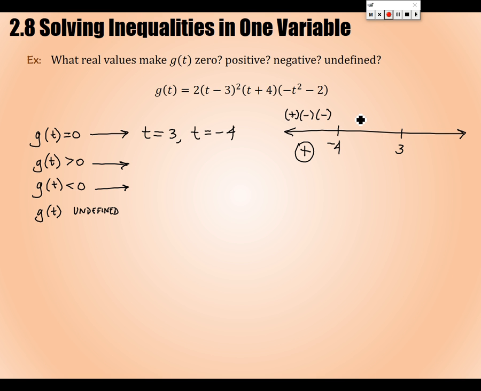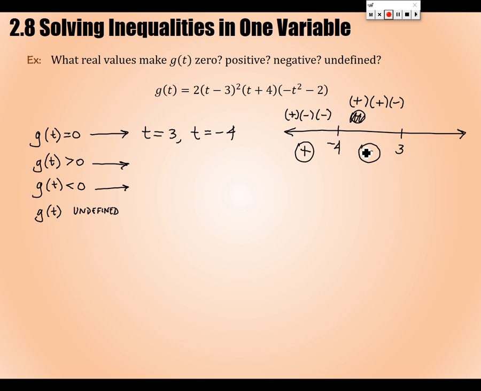Are you agreeing with these guys? Wait, the negative, wait, positive times a positive times a, plugging in 0 or something, huh? Yeah, so what do you get in the middle?